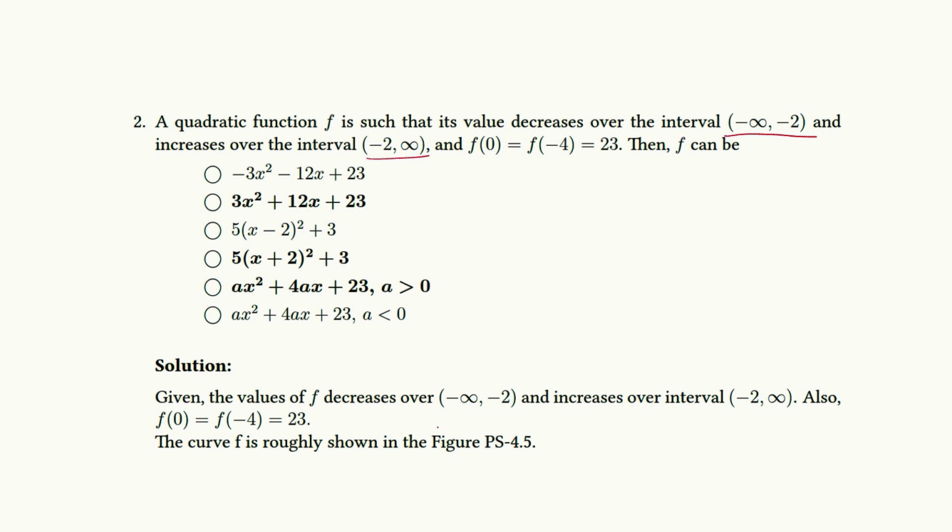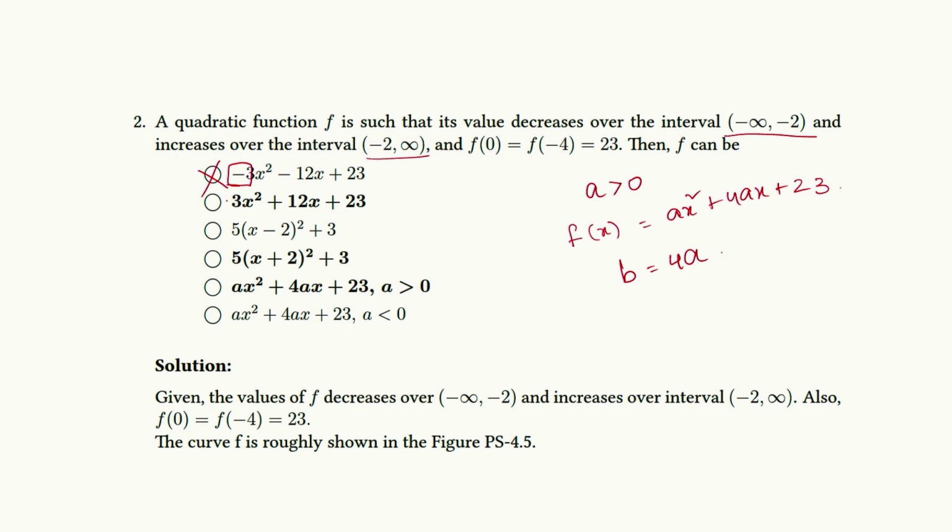Now we have the information that a should be greater than 0 and f of x should be of the form ax square plus 4ax plus 23. Also the value of b should be equal to 4a. Now let's see the first option. In the first option, the value of a is minus 3, which is less than 0. So we can rule out the first option. It is incorrect. F cannot be this equation.